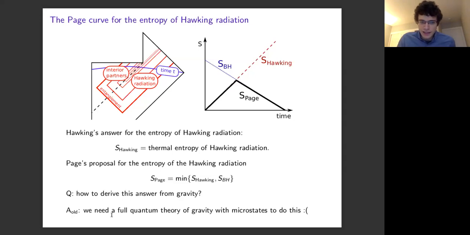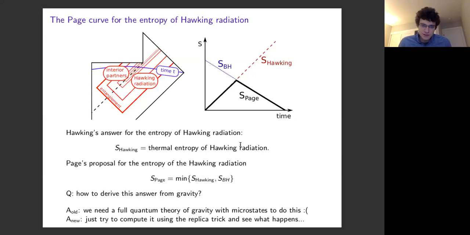So anyhow, many people, including me, would have been pessimistic about deriving this Page curve from gravity. It's a little bit like, well, let me not say more about that. But the new answer to this is, well, we should at least try to compute it. It turns out that nobody had ever really tried to compute it properly before. So we should try to compute it in gravity using the replica trick and just see what happens.